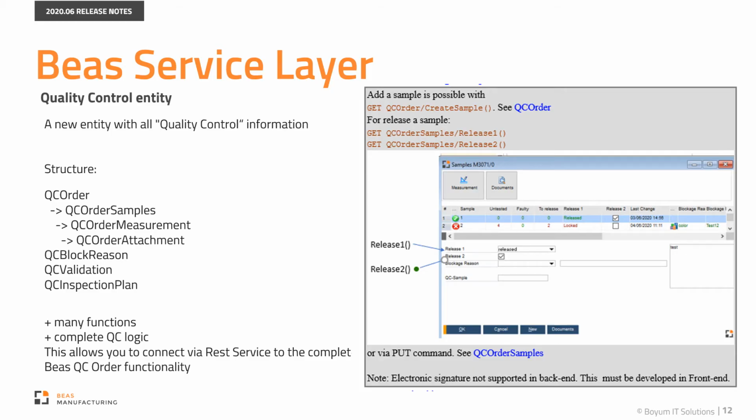In the Beas service layer, we have added a new entity with all quality control information. It includes a lot of functions, the complete QC logic, and allows you to connect to the complete Beas QC order functionality via REST service. You can find detailed information in our Beas service layer's online help.